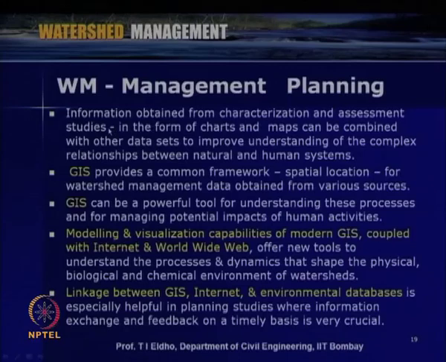So, the next aspect is watershed management planning. As far as watershed is concerned, information obtained from characterization and assessment studies we can utilize in the form of charts and maps. This we can combine with other data sets to improve understanding of the complex relationship between natural and human systems. As already discussed, within the perspective of watershed management, it is human interactions with various natural resources or flora and fauna. So, when we put all this input data within a GIS environment, we can easily study what will happen if a particular project is implemented or particular things are done within the watershed area.